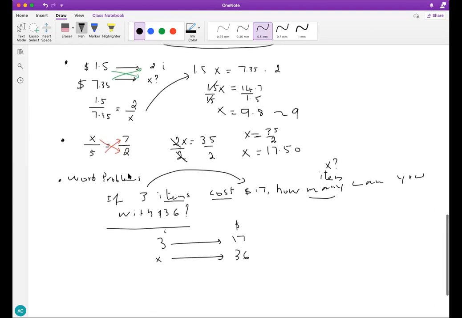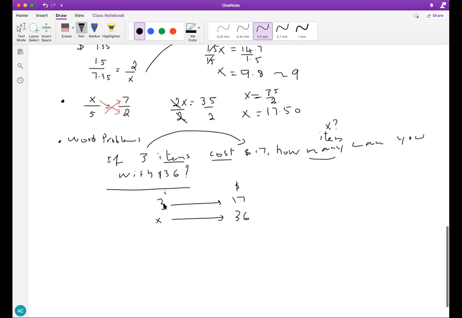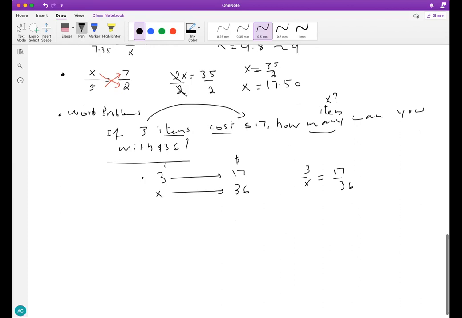Just like we've been doing here, you're going to cross multiply this. If you want to write them into fractions first, that's fine. You're going to write 3 over X, 17 over 36. That's not a problem. Or you can do 3 over 17 equals X over 36. Any way you do it, it will be fine because these two ratios are proportional. As long as you do both in the same direction, it will always be proportional.